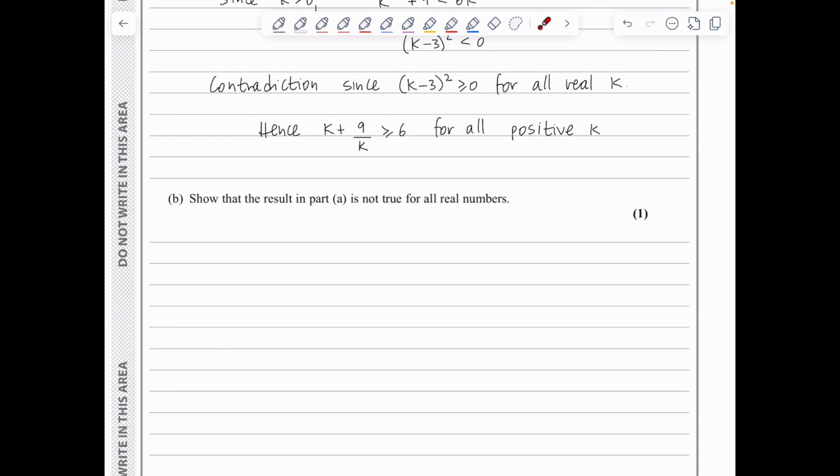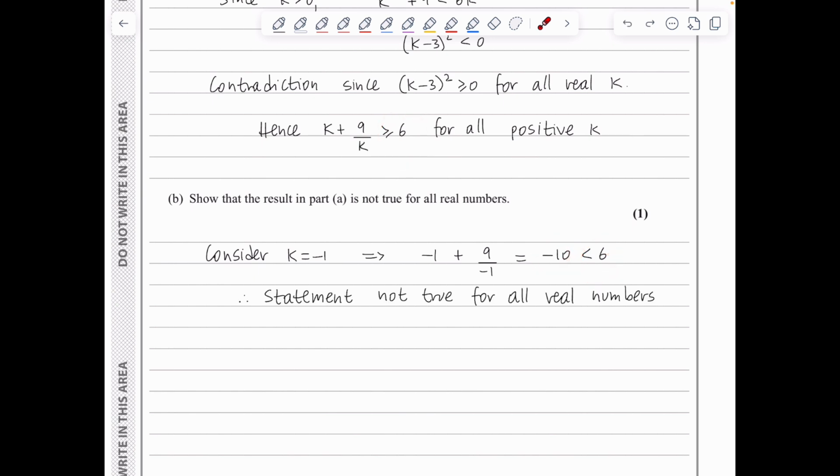We're then asked to show that the result in part A is not true for all real numbers. Well, we have shown that it's certainly true for positive numbers of k. So I will consider a negative value for k. I will consider k is negative 1. Well, if I substitute into the left-hand side of the inequality, the k plus 9 over k becomes minus 1 plus 9 over minus 1. This gives me a result of negative 10, which is less than 6. It's not greater than or equal to 6, and therefore the statement is not true for all real numbers.